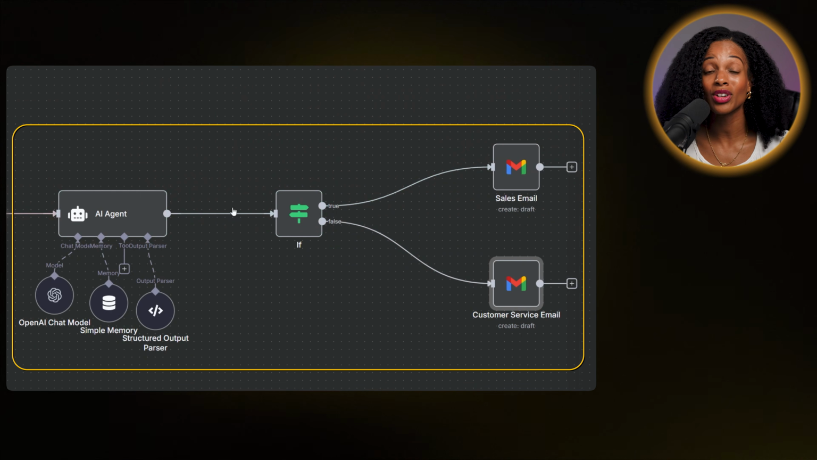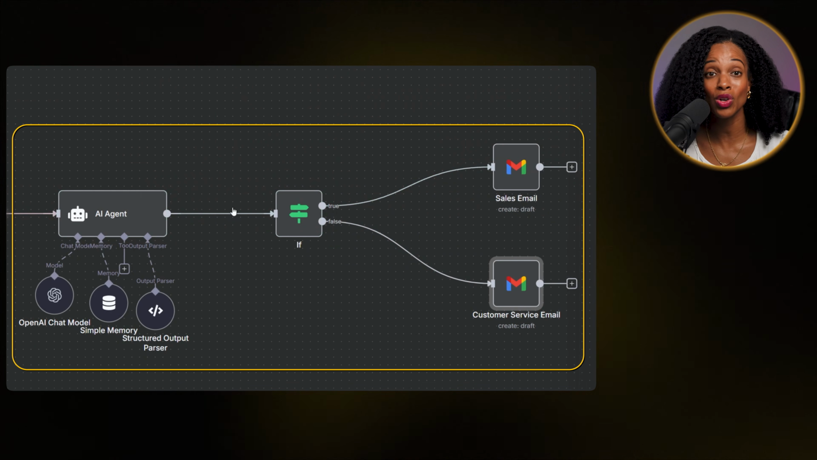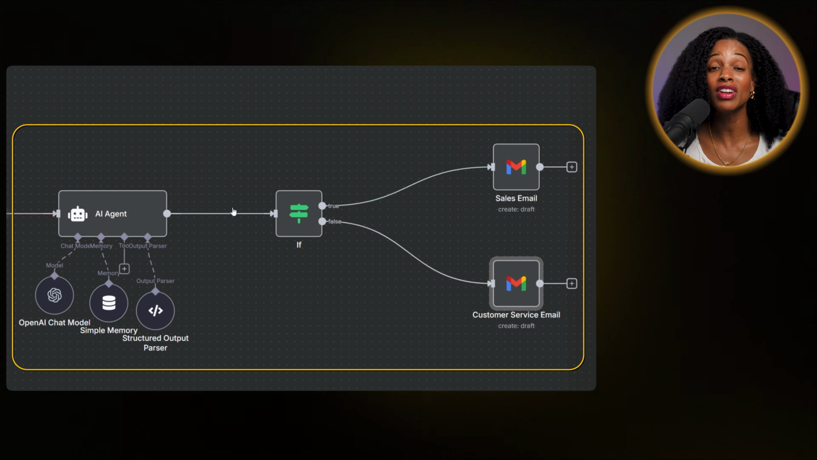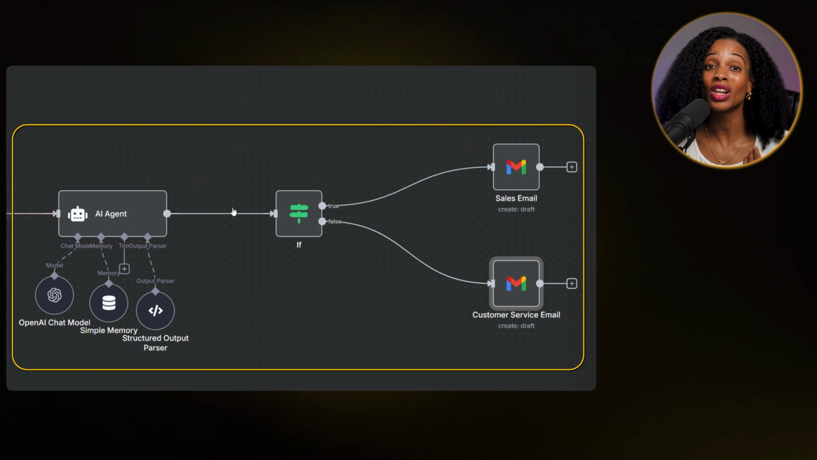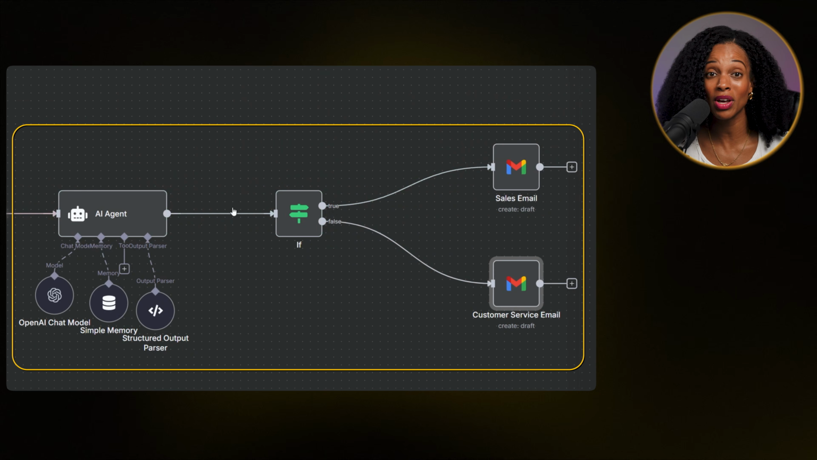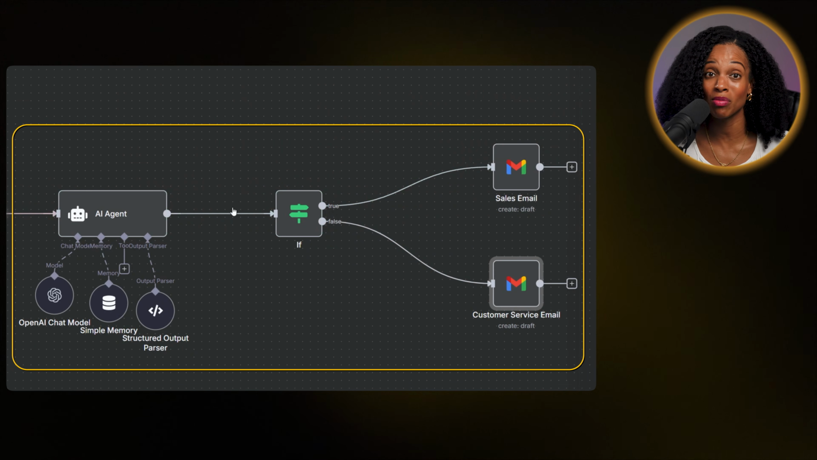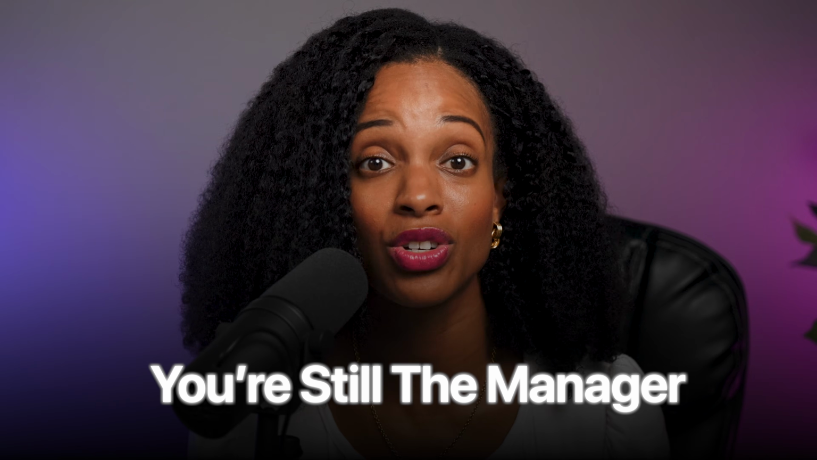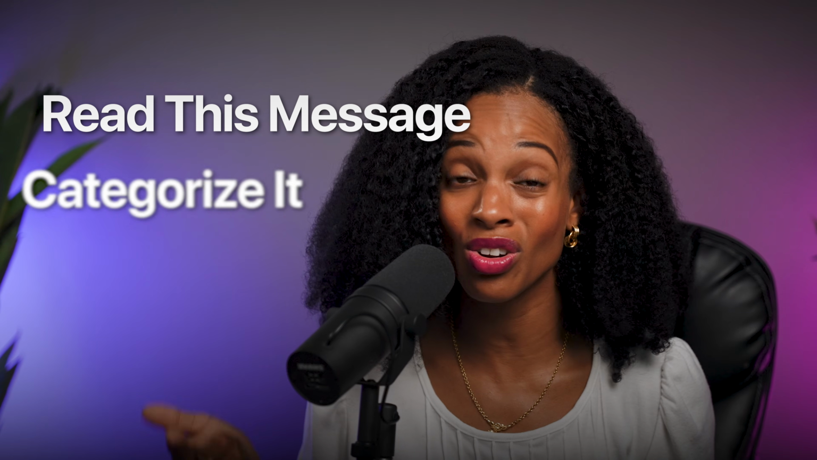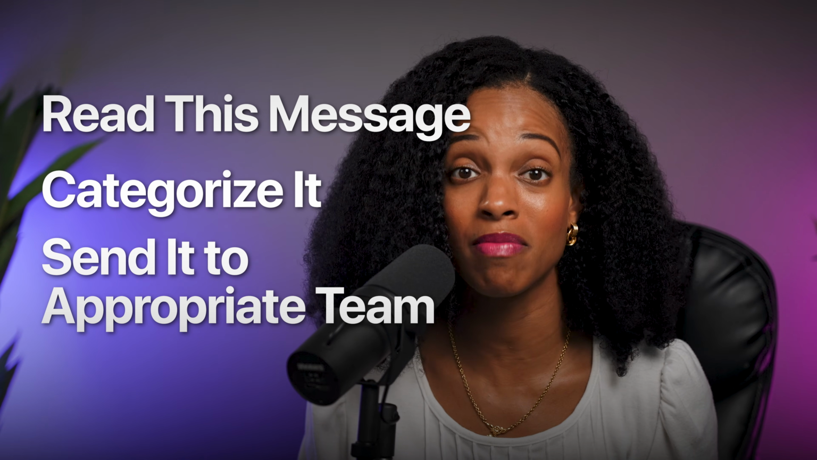The LLM reads and understands the form, but you told it what to do with that information. So now, even if someone filled out the wrong form, the LLM can actually read the contents of the email and correctly route it to the right team, sales or customer support. But here's the key difference. The human, you, still defines the path. You're still the manager. The AI is a smart tool on your assembly line. You told it read this message, categorize it, and then send it to the appropriate team. The AI is following your instructions intelligently.